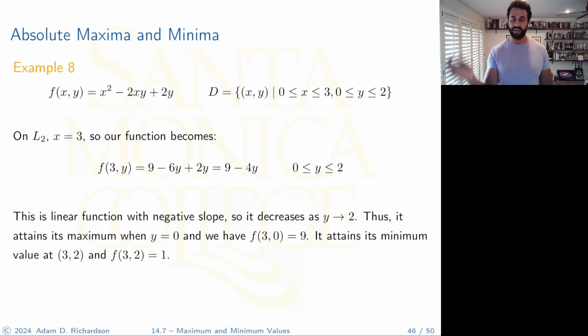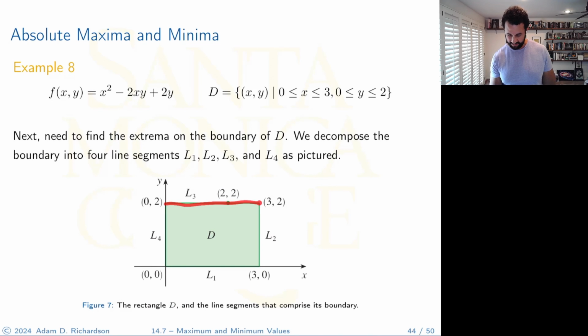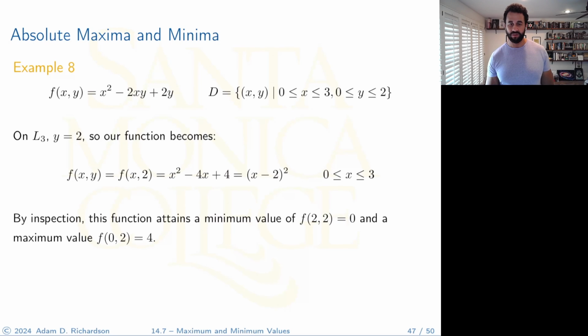All right, now we've collected that data. Now let's move on to line 3. Just a quick flashback, line 3 is this one. On line 3, the y value is fixed at 2, and x goes from 0 to 3. This is what our function looks like. We fix y at 2, plug that in, simplify, and we end up getting this function, which simplifies to this shifted parabola on this interval.